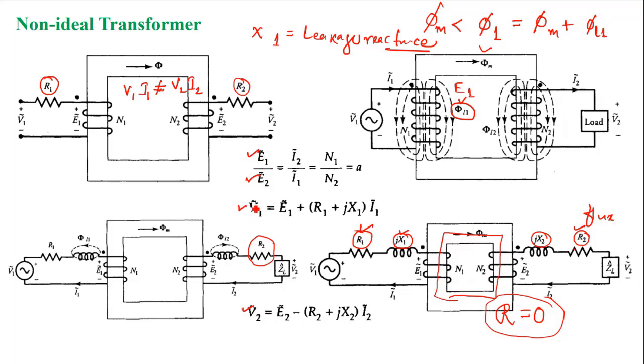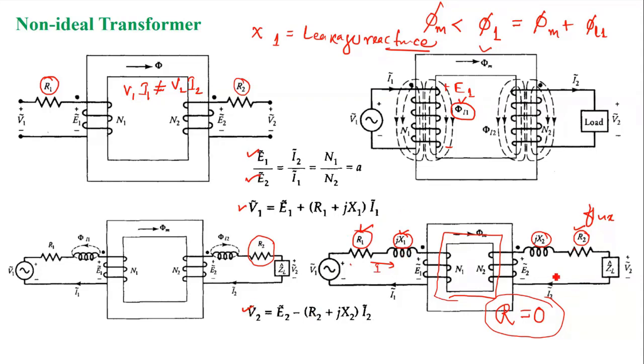So now if I write the terminal voltages V1 and V2, then V1 is nothing but E1 plus (R1 plus jX1) I1, right? So E1 is your induced EMF. So I can write V1 as E1 plus I1 (R1 plus jX1), since current I1 is flowing in this.